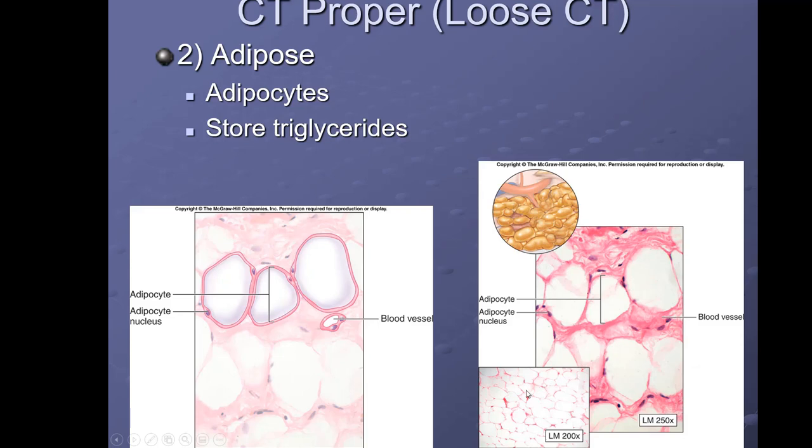So microscope-wise, this is a pretty good picture of it down here. And so it kind of looks almost like shattered glass, but each of those round substances is an adipocyte.